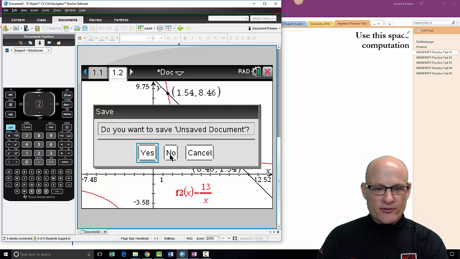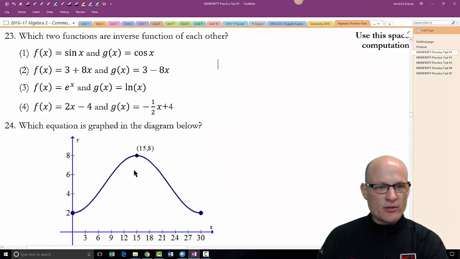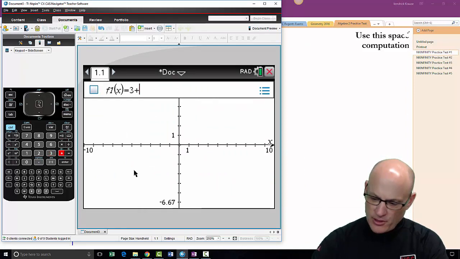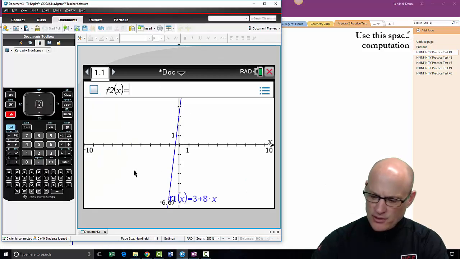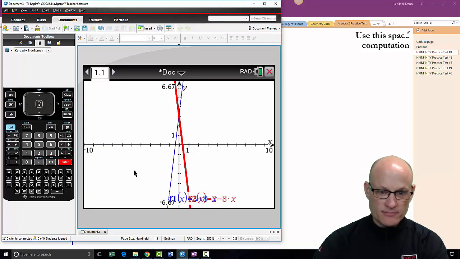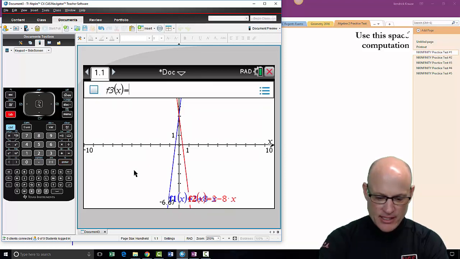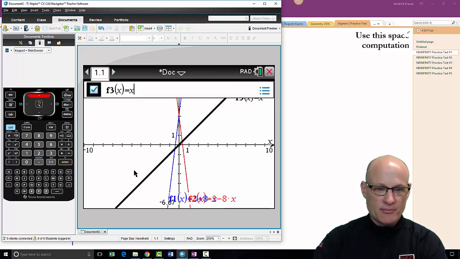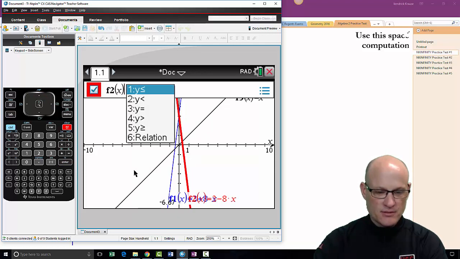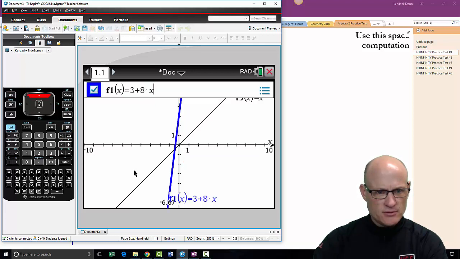So let's graph these. Graph again, and it is 3 plus 8x. So 3 plus 8x, enter. And then 3 minus 8x, enter. And you know what? Let me graph the line y equals x. There's the line y equals x. Are those reflections over the line y equals x? Clearly not. So let's get rid of them, and let's do the next one.